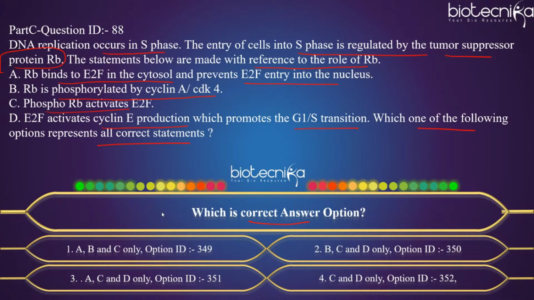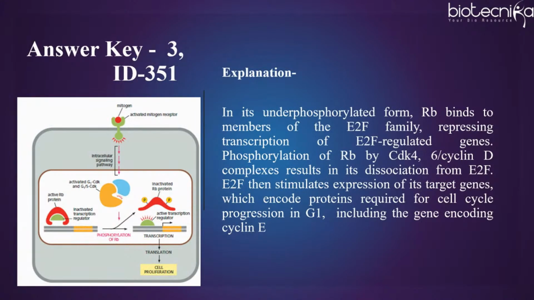Okay, so let's find out how the question has to be solved. For this particular question, what I would suggest is that you have to remember this figure. If you see this figure, what you see is that the RB protein holds the E2F transcription factor. When the RB protein gets phosphorylated, RB becomes inactivated. Then E2F becomes active, and it leads to further transcription and translation, and that leads to cell proliferation.